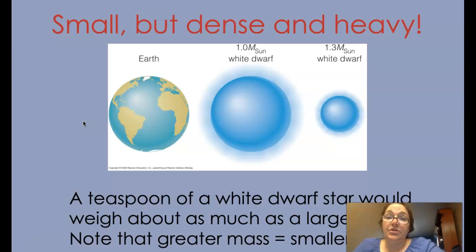White dwarf material, degenerate material, is extremely heavy. Okay, we said it was really dense. It makes sense that it's really heavy. So a teaspoon of white dwarf star would weigh about as much as a large truck or an elephant or two. A teaspoon of Earth weighs a couple of grams at most. So this leads to this weird thing where the more massive the white dwarf is, the smaller it actually becomes. More massive means more gravity. Gravity pulls down and squishes it.